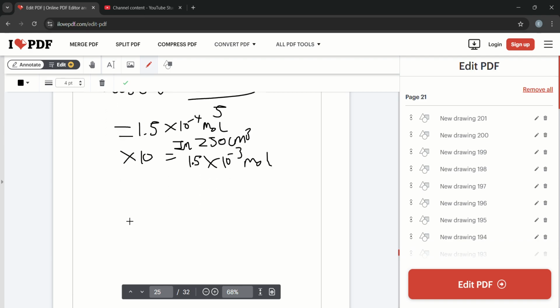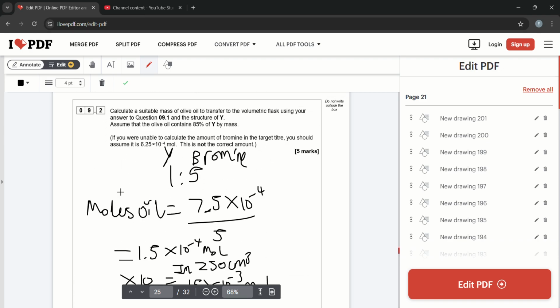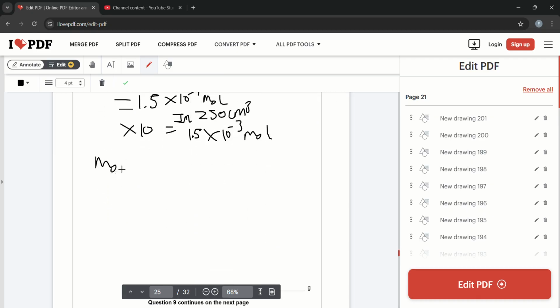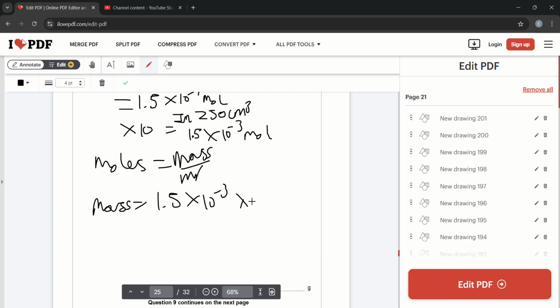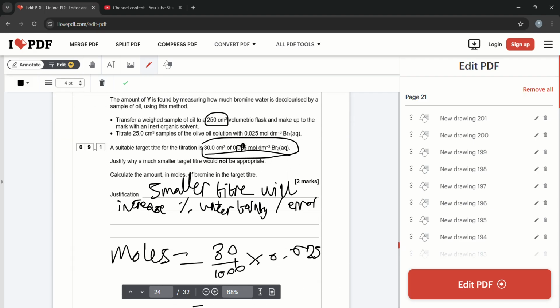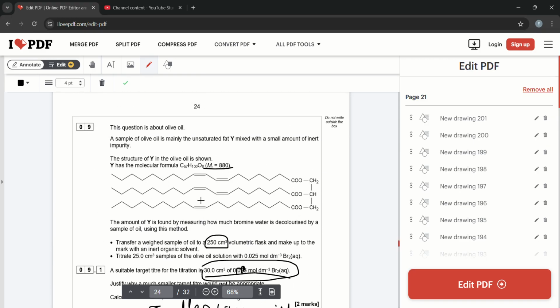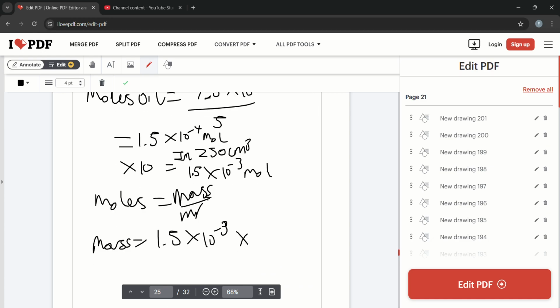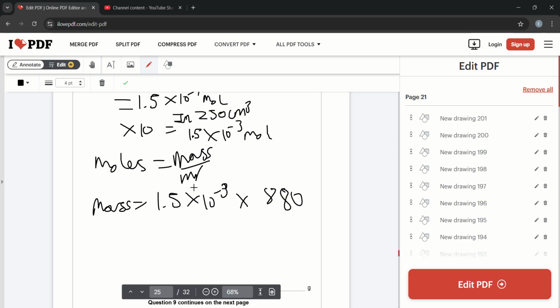And now we are close to getting the answer. We know moles equals mass over Mr. Mass is equal to moles times Mr. In this case, the moles 1.5 times 10 to the power minus 3 times Mr, which is, what does it say there, 880. Times 880, which will give me 1.32 grams of Y.